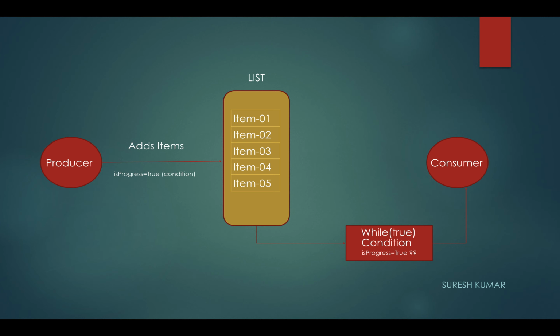Here I have added one infinite while condition which keeps on checking whether progress is true or false. If it is true, it's not going to do anything. When it becomes false, it is going to tell the consumer, and then the consumer is going to pick all the items one by one from the list. Okay, so when progress becomes false, it allows the consumer to consume data.